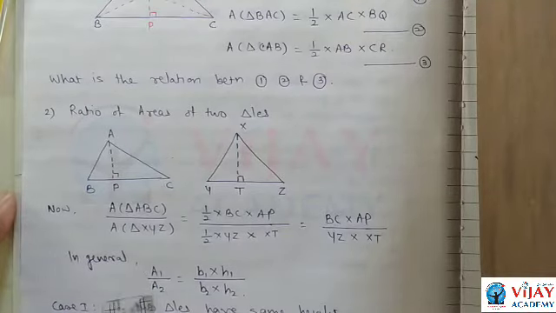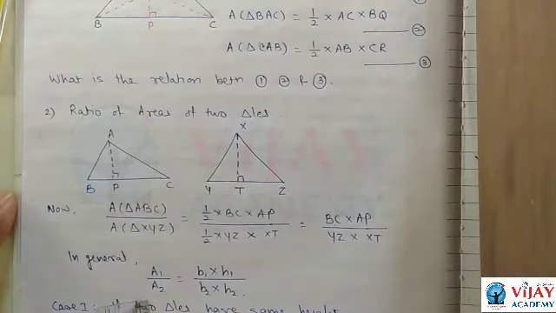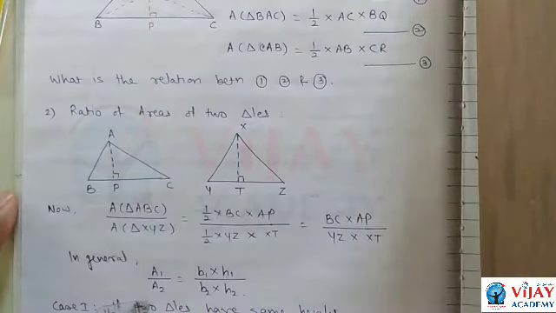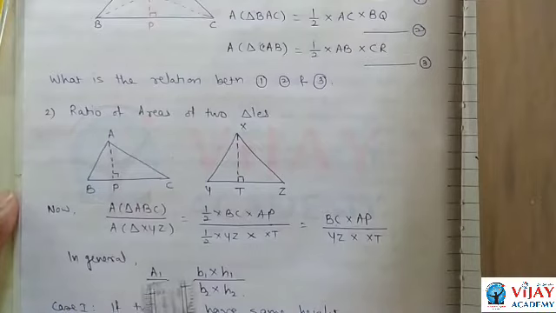In general form, area of triangle means A1 upon A2, where A1 and A2 are the areas of two triangles, is equal to B1 into H1 upon B2 into H2. Means you can write this way, the ratio of areas of two triangles is equal to the ratio of products of corresponding base into height, that is A1 upon A2 is equal to B1 into H1 upon B2 into H2.